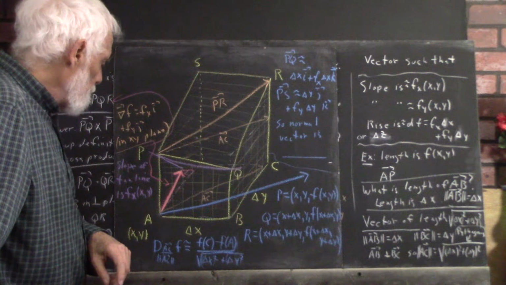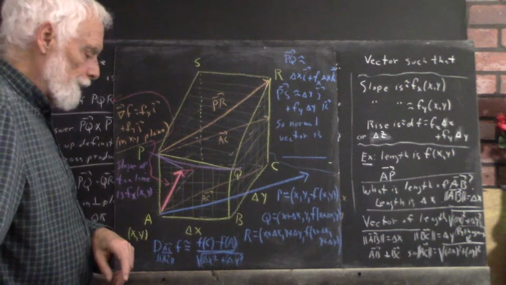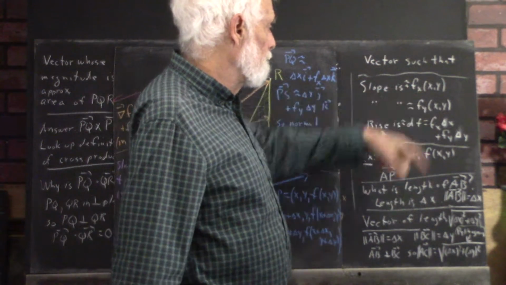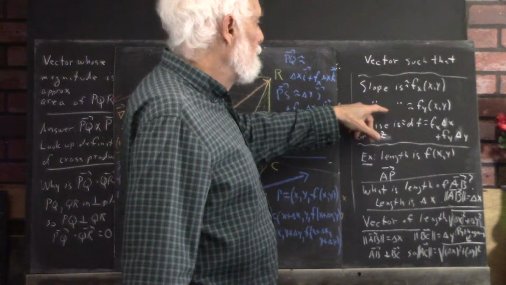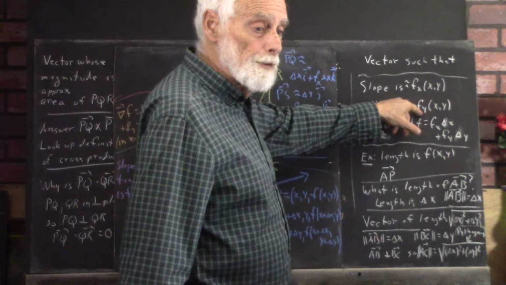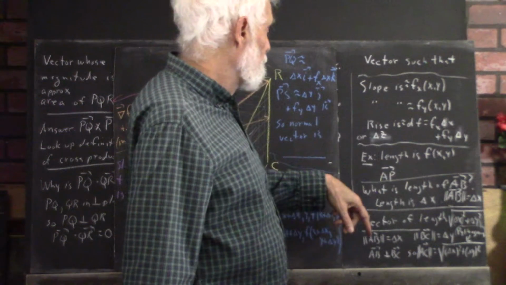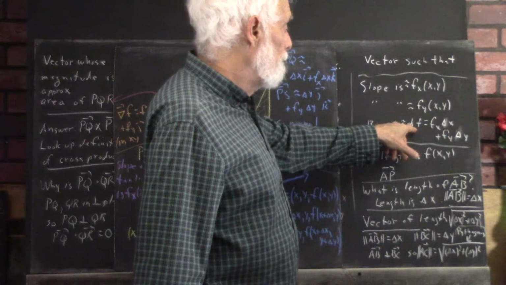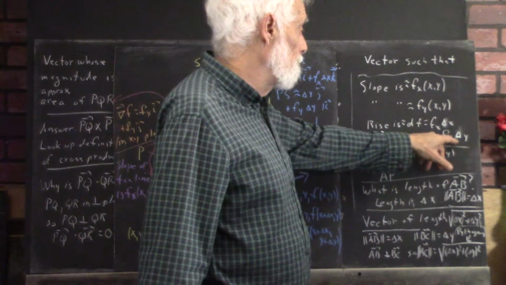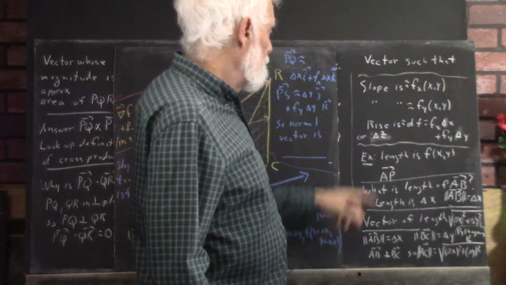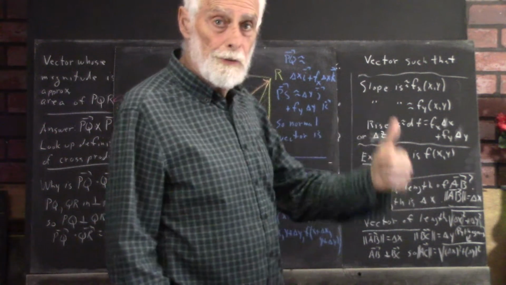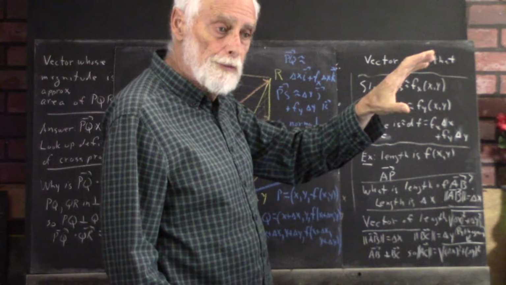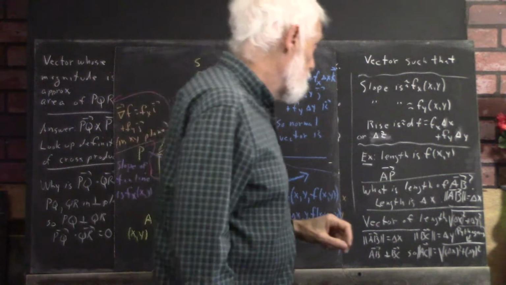Okay? So I started by asking some questions. Now I started by posing a question of a vector such that the slope is approximately fx of xy, or the slope is approximately fy of xy, or a vector such that its rise is approximately df equals fx delta x plus fy delta y. And rise meaning the same thing as delta z in this case. Okay, any vector, the rise is going to be the change in its z coordinate.